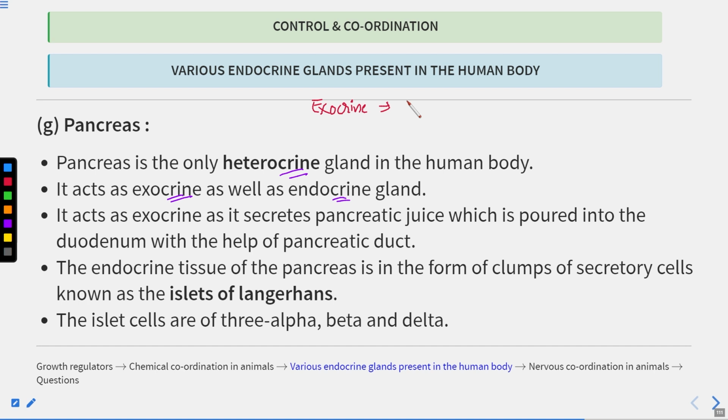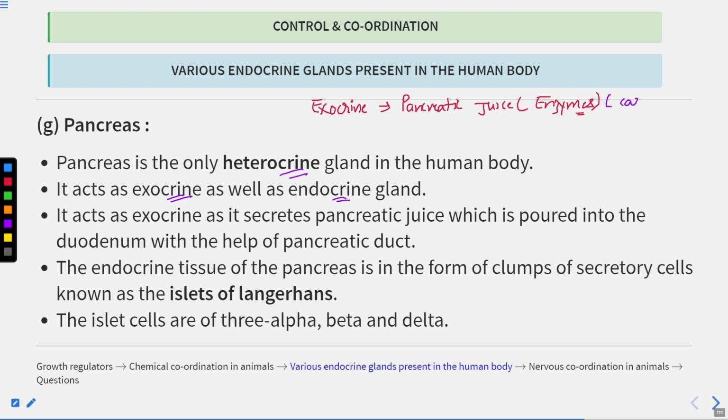So what are the exocrine functions? It secretes enzymes. The pancreas secretes the pancreatic juice. And what does this pancreatic juice contain? It contains a lot of enzymes such as trypsinogen, chymotrypsinogen, carboxypeptidase, amylase, as well as lipase. So these are the enzymes that are present in the pancreatic juice.